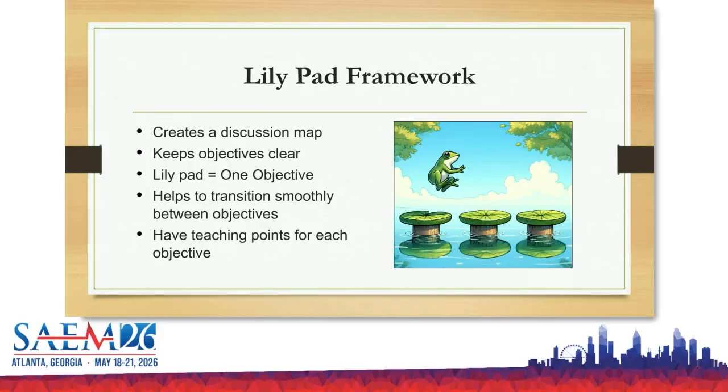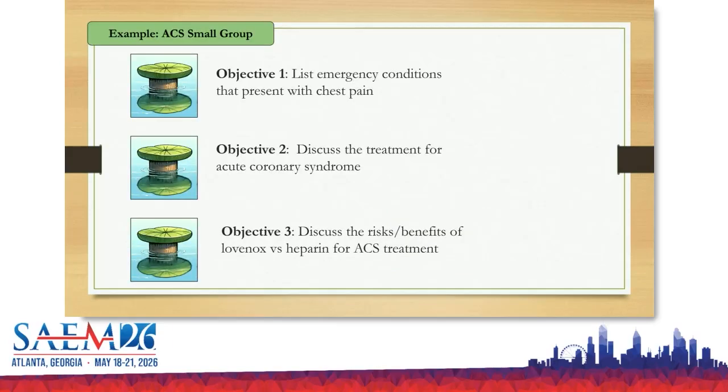And then I have this roadmap in front of me to keep track of how we discuss these different things and just start taking notes. So, for example, this is maybe what my small group looks like. It's a little simplified version, but let's say I have my 3 little lily pads, and for a little acute coronary syndrome small group, I might say, using my objectives, that by the end of this session, learners will be able to list emergency conditions that present with chest pain, discuss the treatment for acute coronary syndrome, and discuss the risks and benefits of Lovenox versus heparin.